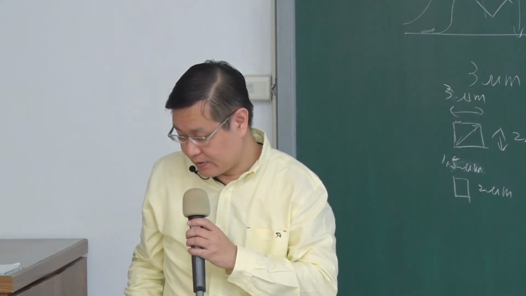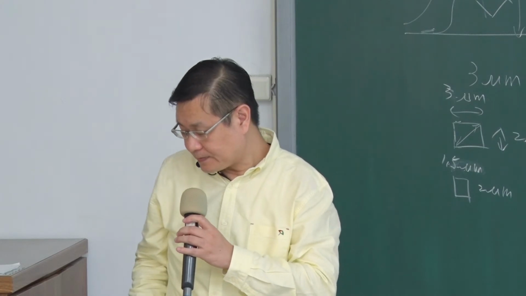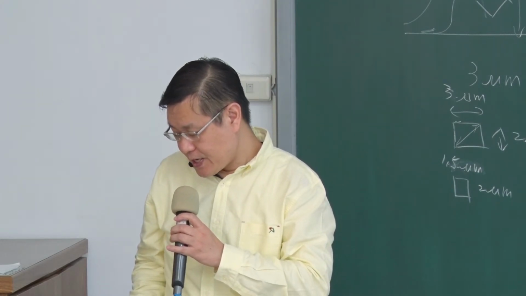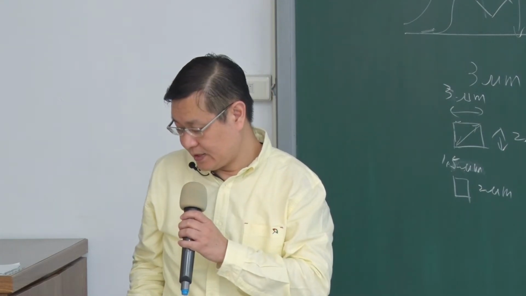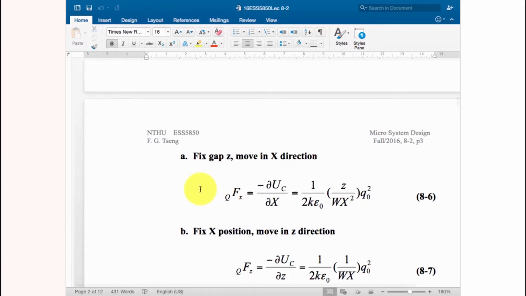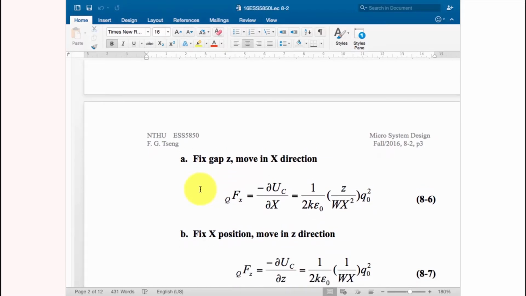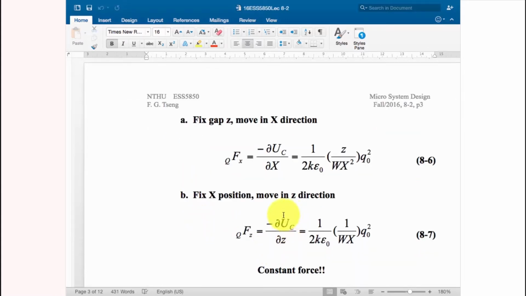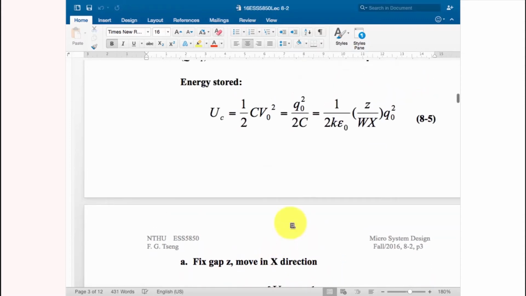So this is the first mode you operate at: constant charge and fixed Z. Okay? This is the first condition. Now in the second condition, we fix the overlap. When we fix the overlap, the charge density is actually the same. But now we move the Z distance. This is the second operation mode. When you do the second operation mode, you need to take the derivative of the energy with respect to the Z direction. Remember, in the equation, the Z is on the top. So when you take the derivative, the Z will be totally taken away.